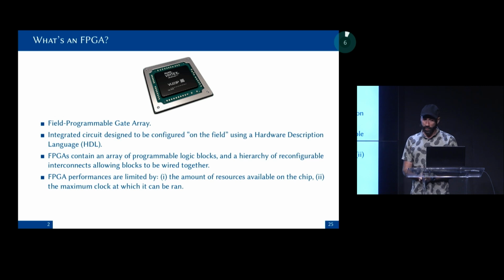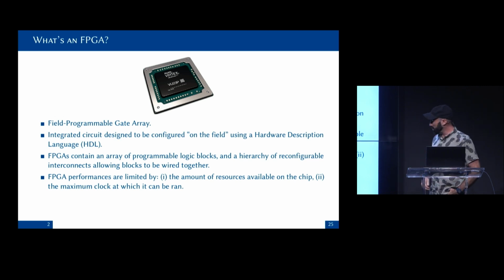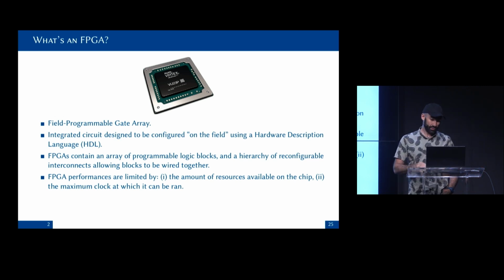The performance of FPGAs is limited by two different things. Usually it's the amount of resources that you have available on the chip: the number of logic gates, the number of block RAMs, or things like this. So it's really the physical resources available in the FPGA that matter. And a little bit like other kinds of architectures, the maximum clock at which FPGAs can be run is also important.